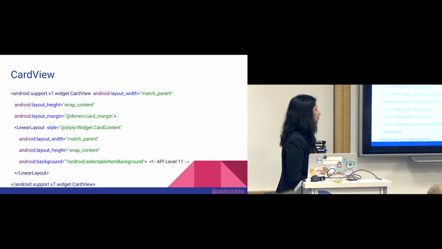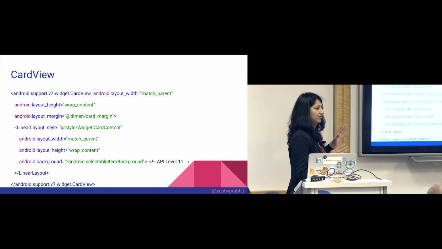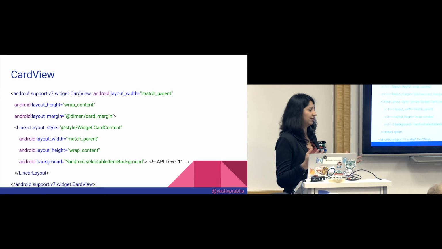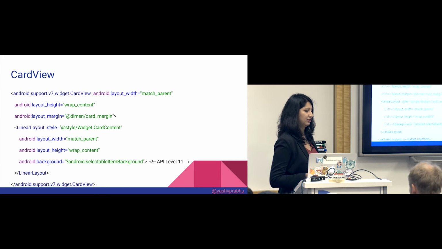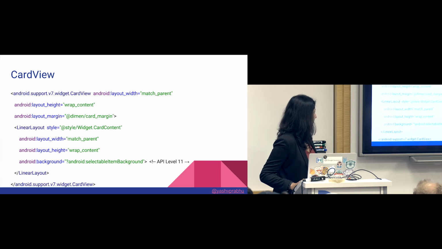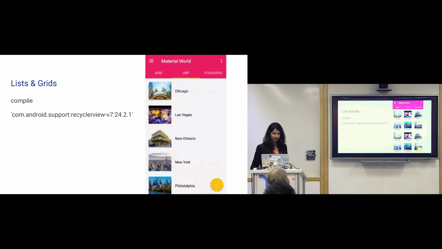It's pretty simple to do a lot of this in XML. As you have seen, you might think looking at all of this, how am I supposed to do this? But a lot of these things can be done in XML and a little bit of code. So just make sure you use your widget, the card view widget, and then figure out what kind of style you want in it. And you can give it a background here, selectable item background, which is API level 11 and above. And that's it.